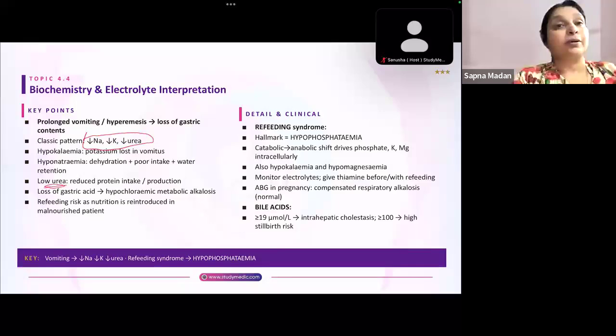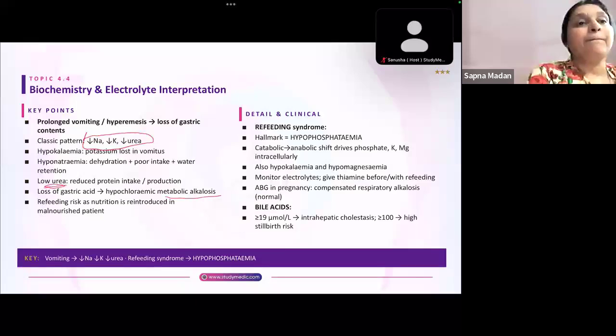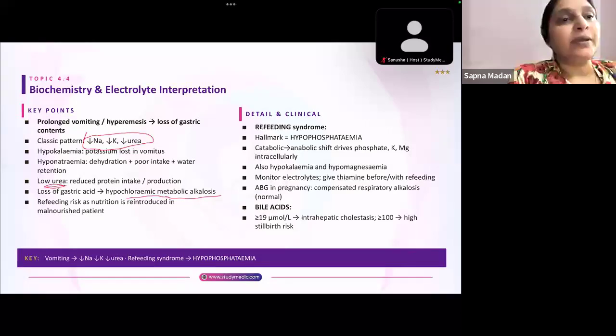And there is hypochloremic metabolic alkalosis. Okay, so they can just give you this question: a patient has come with hyperemesis gravidarum, what is the ABG likely to show? So it is going to show metabolic alkalosis. And of course, if they've given hypochloremic, then hypochloremic metabolic alkalosis.